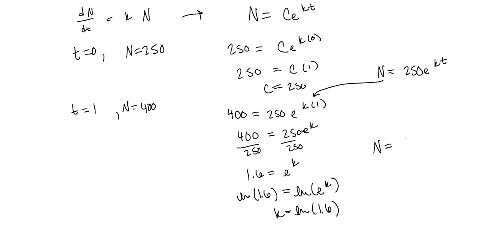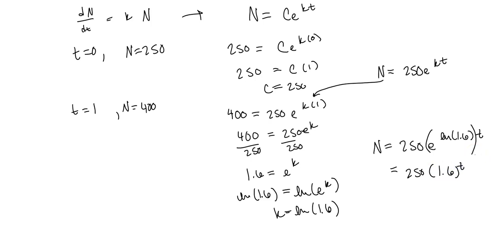So n equals 250 times e to the natural log of 1.6 t. If you want to leave it that way, that's fine. Or you could actually raise the power to a power here and make this 250 times 1.6 to the t. There's nothing wrong with that as well.